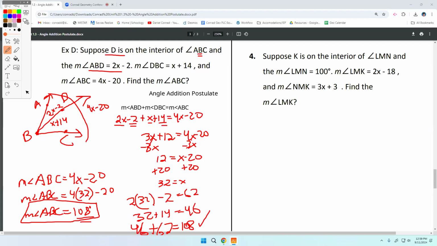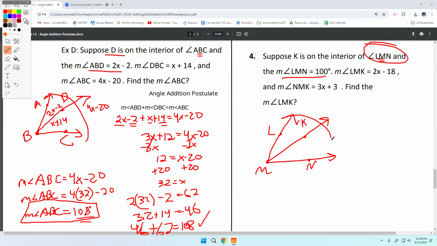All right, so number 4, let's set it up. We're going to draw an angle LMN. So I'm going to draw an angle. M is my vertex because it's in the middle. So it's going to be angle L, M in the middle, and then N. And it says K is on the interior. So I'm going to put K on the interior. Right? And then we can fill in our diagram.